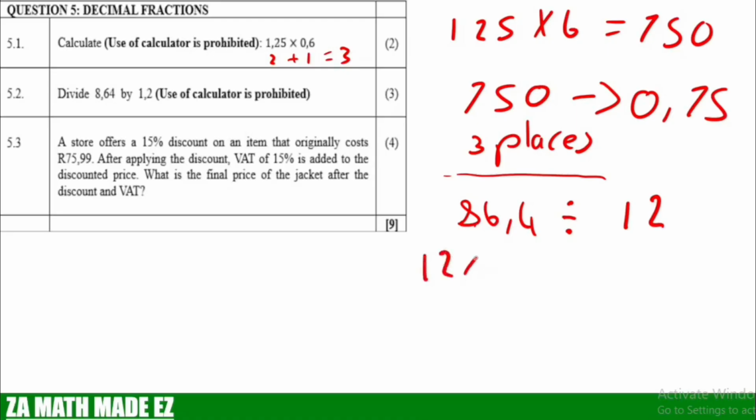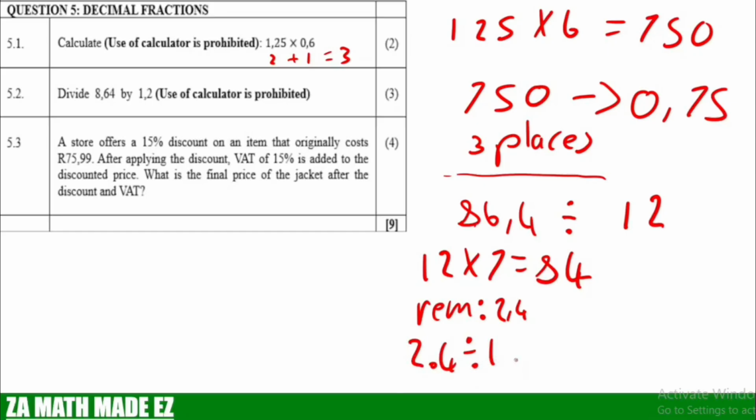So 12 times 7 is equal to 84. The remainder would be 2.4. You would take 2.4 divided by 12. That is equal to 0,2. And that would mean your total would be 7,2, because we're taking a 7 over here and a 0.2 over here.